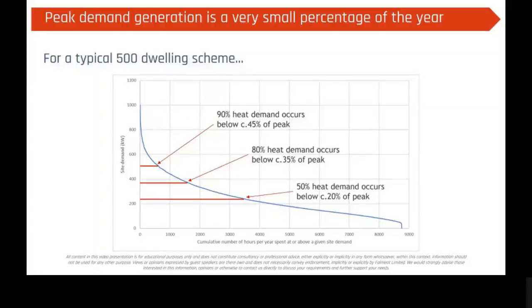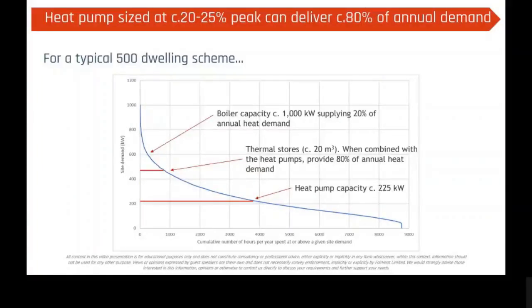But actually, when you think about it, you're buying all of that heat pump plant to sit there basically doing nothing for 90% of the year. Well, you're certainly buying half of it to sit there doing nothing for 90% of the year. There are things we can do a bit more intelligently than applying those kinds of approaches to design. What we can do is size a heat pump at more like 20 to 25% of the peak demand, and that heat pump will actually deliver, when we combine it with a decent sized thermal store, 80% of our annual heat demand.